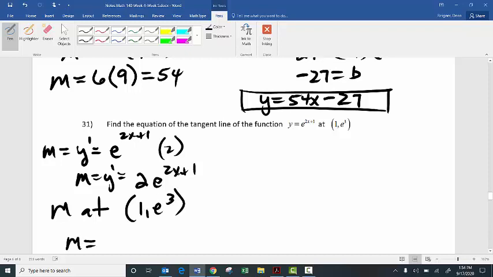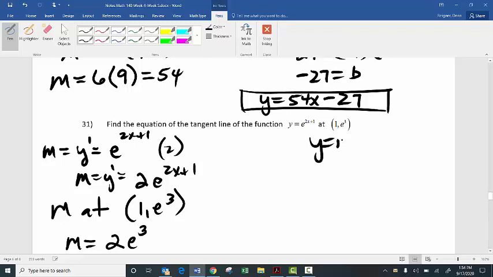Now you just plug in 1 for x. So you get 2, and you plug in 1, you get e to the third. This slope is really strange. You're plugging in 1 into here: 2 times 1 is 2, plus 1 is 3. So you get 2e cubed as the slope. Remember, e cubed is about 27, so the slope, again, is actually about 54 if you put it in number terms.